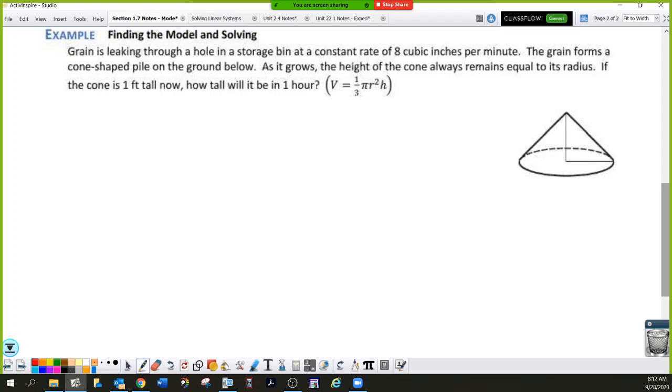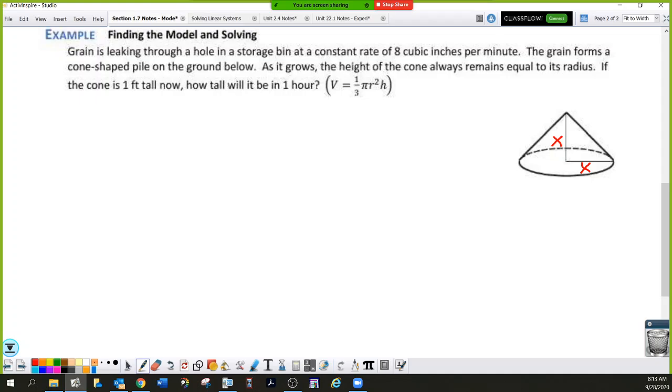Well, let's throw it on the picture, right? The radius, since we know we're going to be working in function land, you might as well use an x instead of an r. And you've been told that its height is always equal to the radius. If the cone is 1 foot tall now, how tall will it be in 1 hour? And then I gave you the equation for volume of a cone, 1/3 pi r squared h.